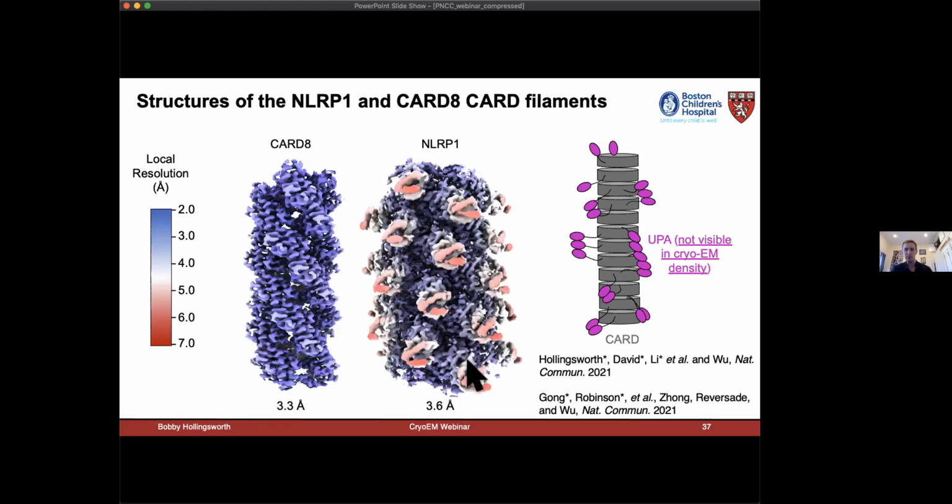And so I'll tell you a little bit about the results. We were a little bit sad to find that we only resolved the central CARD domain of these filaments.